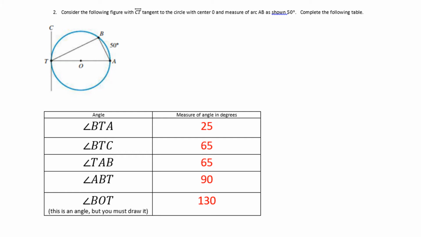Problem 2, we consider the figure with CT being a tangent to the circle centered at O, and this arc AB has measure of 50 degrees as shown. And so BTA, this angle right here, is an interior angle, so it has 1/2 the measure of the intercepted arc, or 25. BTC, we know that the tangent is perpendicular to the radius drawn to the point of tangency, so that has to be complementary with the 25 degree angle we just found. That is 65.